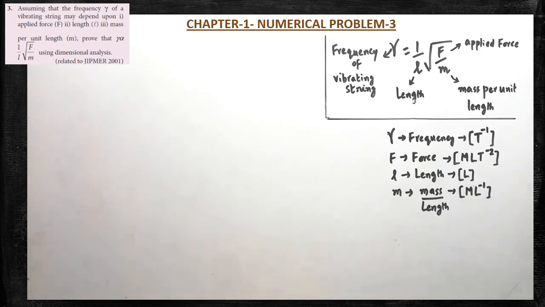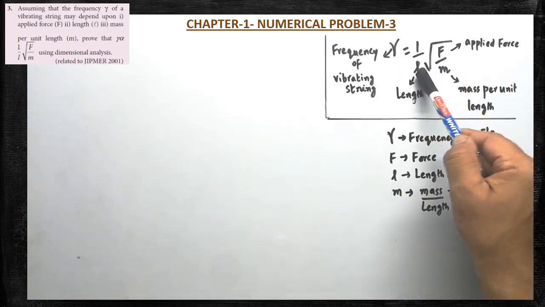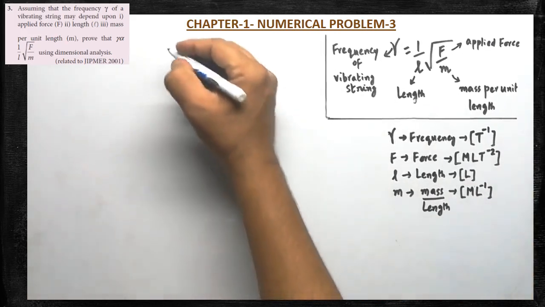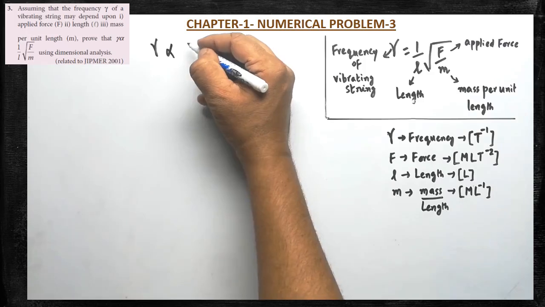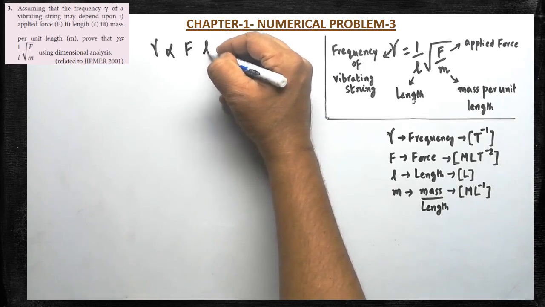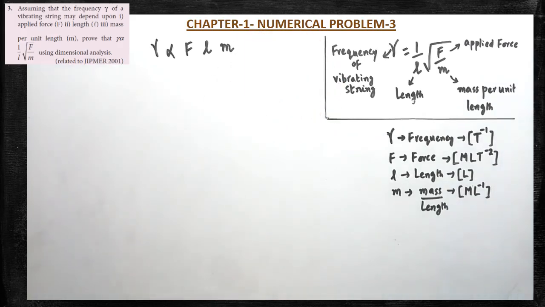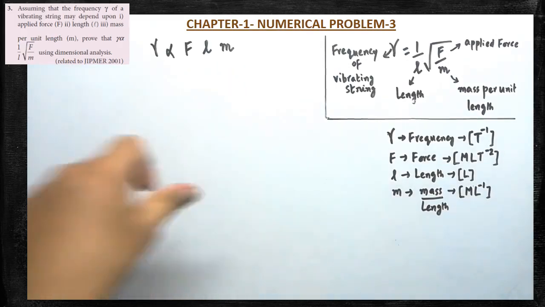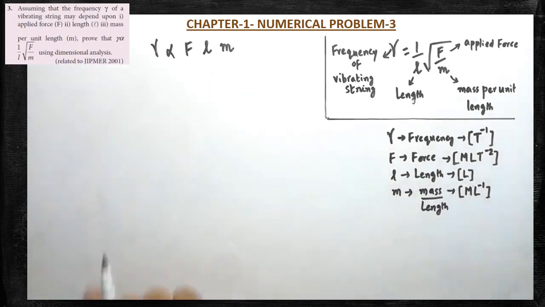How to start the problem? In the problem it is given that frequency may depend on F, L and m. So all the factors must be written in linear form. What is the first step? Nu is directly proportional to, as per the problem, force applied, length, and what is the next factor? Mass per unit length. Don't simply think that this is mass. This is called mass per unit length. Though it is mentioned as m, it should be taken as mass per unit length.